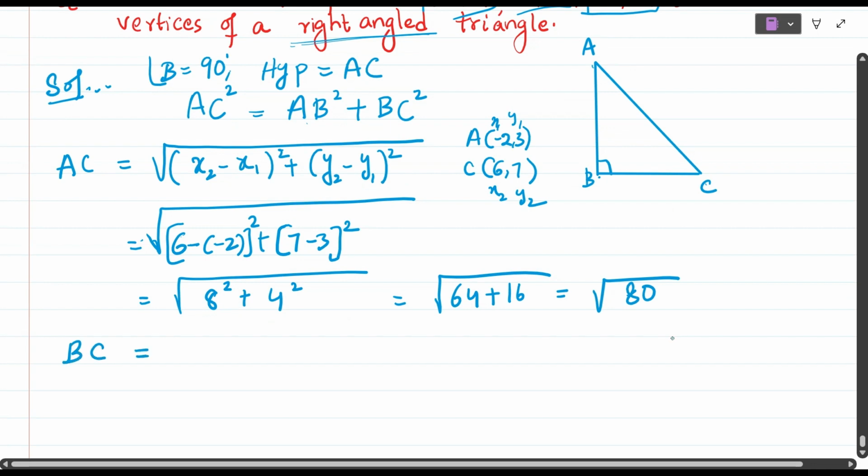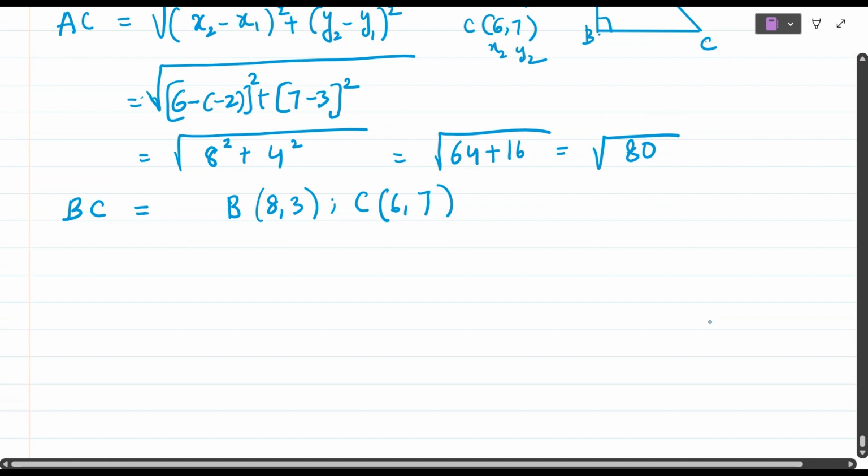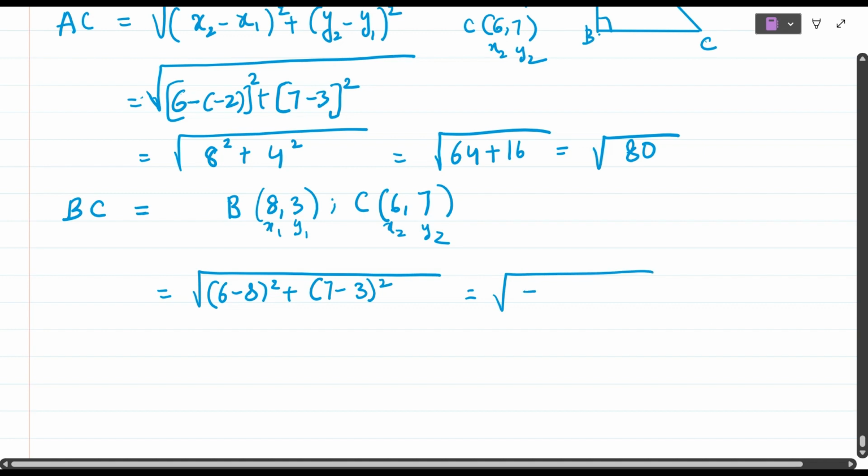What is B? What is C? So B is 8 comma 3 and C is 6 comma 7. Suppose we take this as x1 y1 and this as x2 y2. So apply the formula to find the distance between B and C. So 6 minus 8 whole square plus 7 minus 3 whole square, right? This will be equal to 6 minus 8 is minus 2 whole square plus 4 whole square. This gives square root of 4 plus 16, okay? Square root of 20. Understood, students?